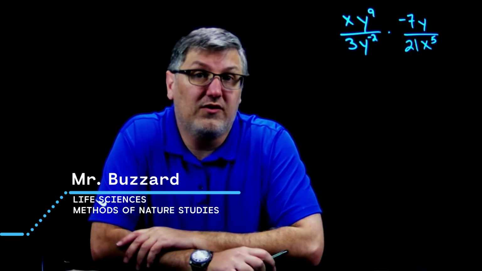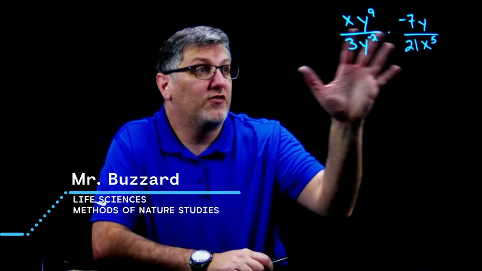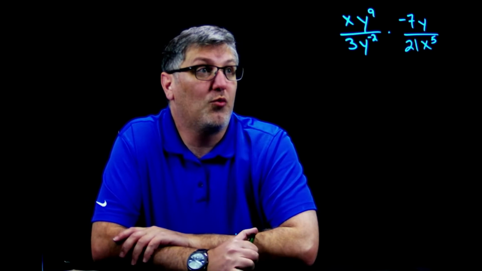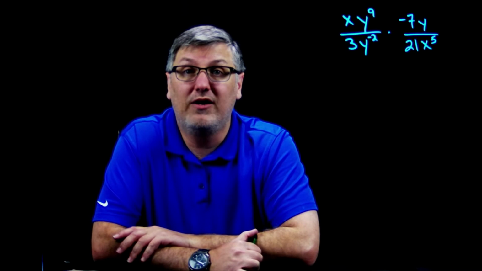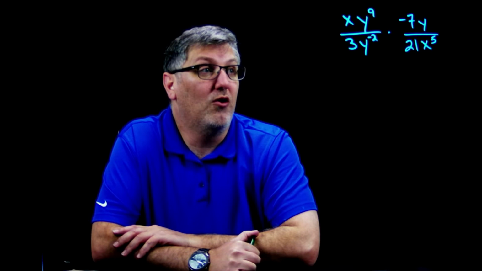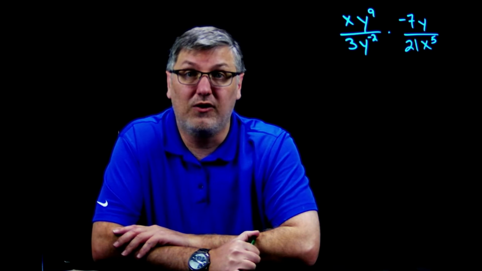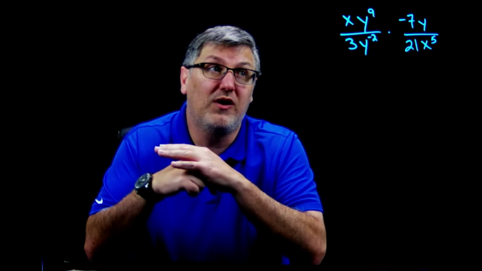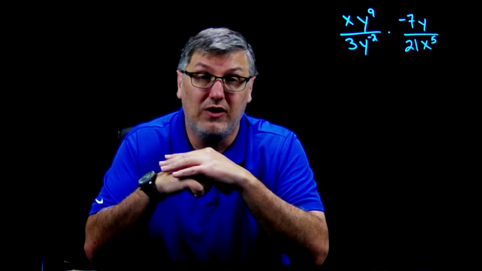All right, so let's look at how to simplify something. I have something along the lines of x times y to the 9th divided by 3y to the negative 2 power, times negative 7y over 21x to the 5th. We're going to use exponent rules to simplify this down and have no negative exponents in it.